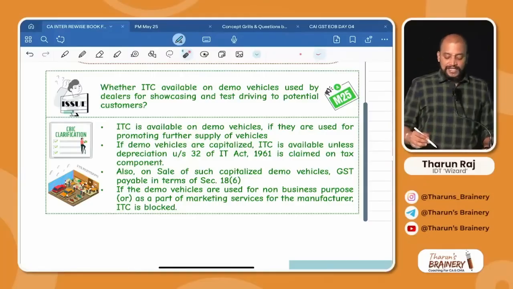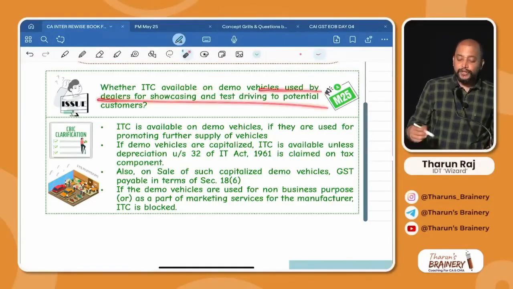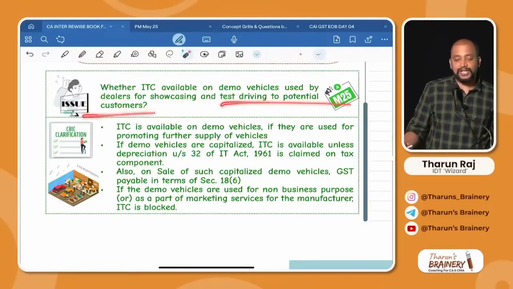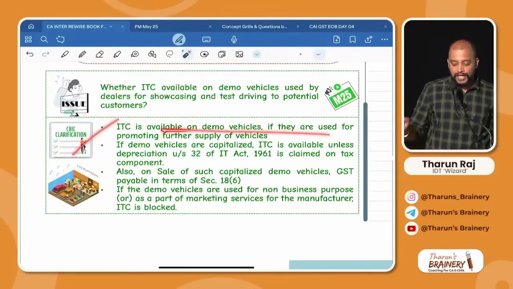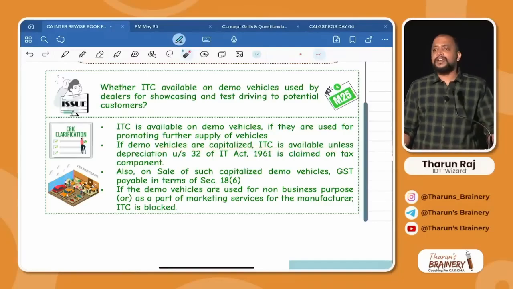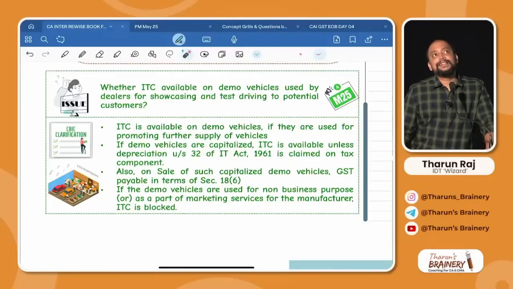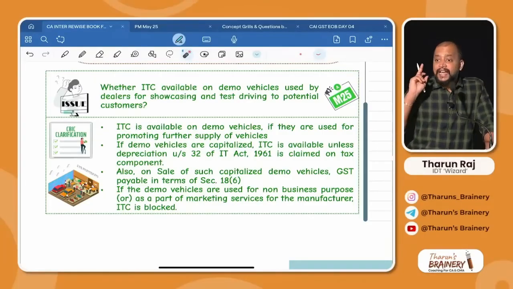Read the question. Whether ITC is available on demo cars or demo vehicles used by a dealer for showcasing and test driving to potential customers. ITC is available on demo vehicles if they are used for promoting further supply of vehicles. If the demo vehicles are capitalized, then, generally these demo cars are capitalized or charged to P&L. Is it stock in trade or is it an asset? Definitely an asset. It's not stock in trade. It's not being sold by them. So due to that reason, at the time of purchase, they will capitalize it.